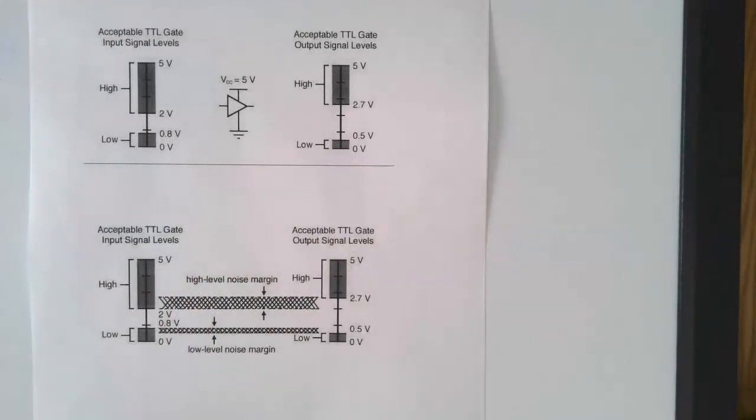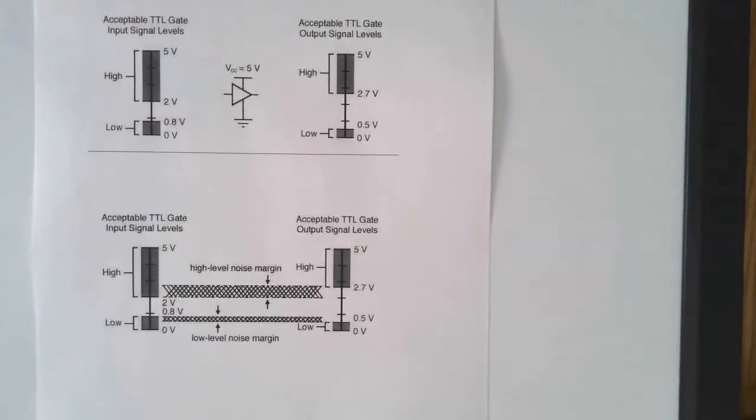So this picture shows a little bit better the difference, what they call the noise margin between these. In other words, what our input is compared to our output, how much of a range or an error we could have between the two.